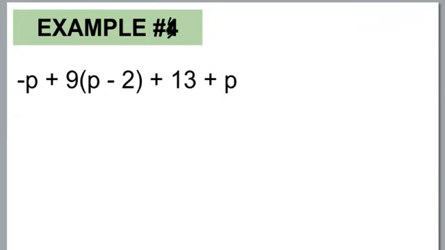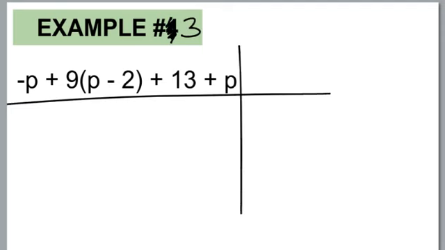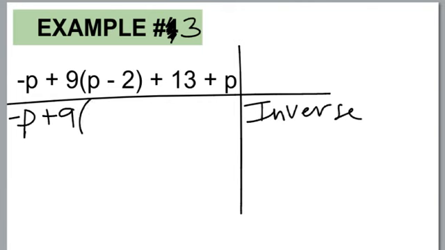Our last example, which is actually example number 3. It's a big one. However, if we take our time and we go through the order of operations, it's not that bad. First step, inverse. Negatives stay negative. The negative p doesn't change because there's no subtraction. Remember, I'm only going to go through and change subtraction to addition.